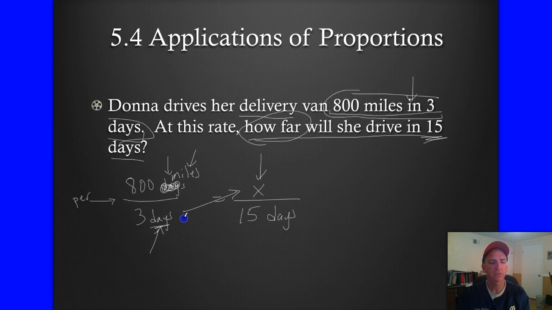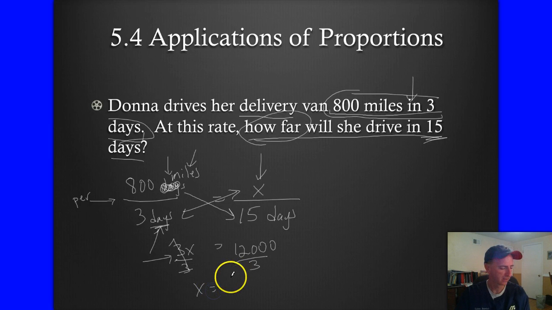Then you just do your crisscross trick. That's 3 times x, 3x equals 800 times 15, which is 12,000. You're almost done, but you have to solve that for x. Okay, and you do that by dividing by the coefficient of x, which is 3. That becomes 1 right there. You got 1x. 12,000 divided by 3 is 4,000 miles. Is what you could guess that she would go in 15 days.